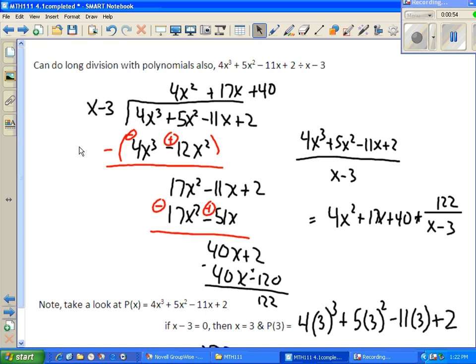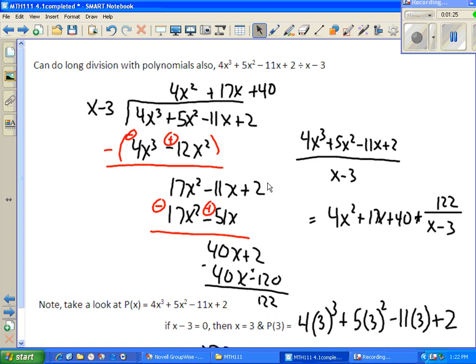We can also do long division with polynomials. So I'm going to take 4x cubed plus 5x squared, subtract 11x plus 2, and divide it by x subtract 3. So the x subtract 3 is out here. My 4x cubed, etc., is inside here. And then what I'm looking at is the first term here and the first term here. 4x squared times x will give me 4x cubed. And 4x squared times 3 will give me the 12x squared. I subtract, I get 17x squared.